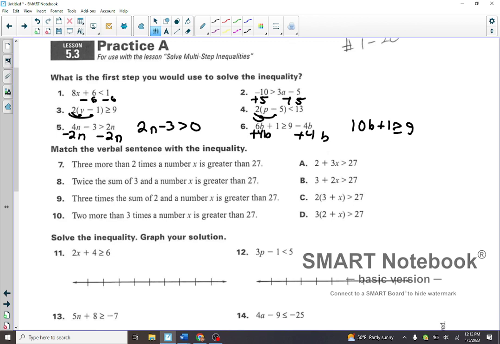Right. Here, 3 more than 2 times the number x. So 3 more than 2 times the number. 3 more, please. So, no, 3 more than. If I had $3 more than 10, I would have $13. So 3 plus, 3 plus 2 times the number. So 2 times x is greater than.